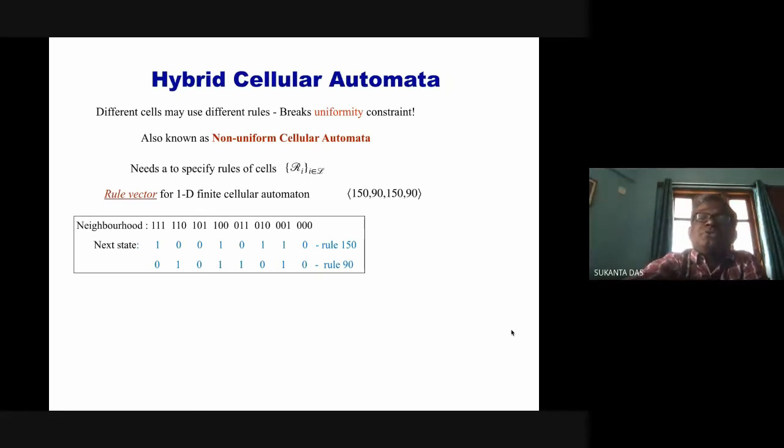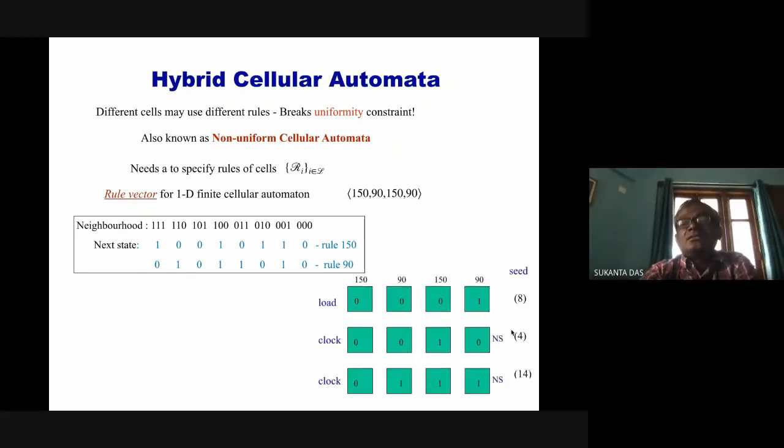Suppose I have taken a 4-cell CA. The rule vector is given, and these are the two rules. I'm just telling you how they act. Suppose these are the cells. So 4 cells are here, marked as green. We have loaded the CA with the initial configuration. Suppose the initial configuration is 0001. And here we are using the null boundary condition.